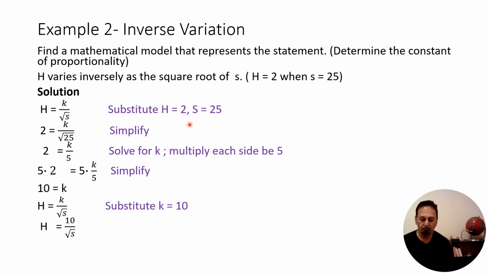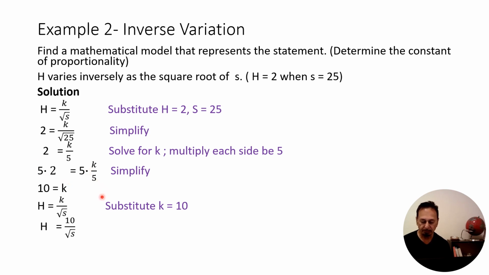Now to find k, we're going to substitute h equal to 2 and s equal to 25 in this equation. So h becomes 2, k is k, and s becomes 25. So now we have 2 equals k over the square root of 25. Simplified, the square root of 25 is 5. So this becomes 2 equals k over 5. Now to solve for k, we multiply each side by 5. So this becomes 5 times 2 equals 5 times k over 5.